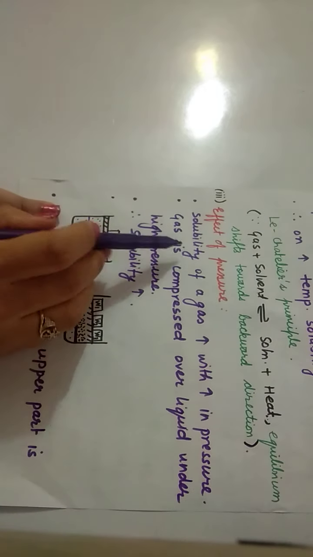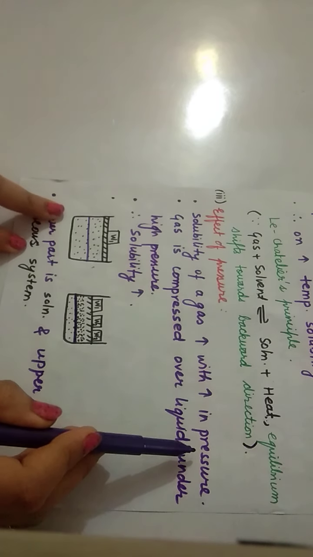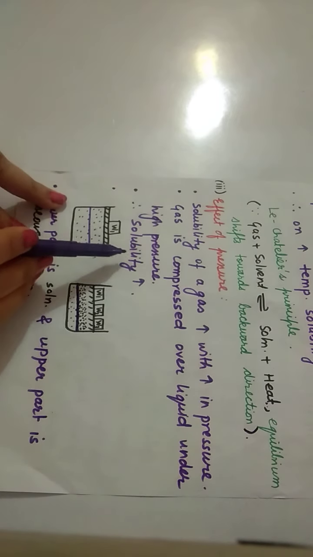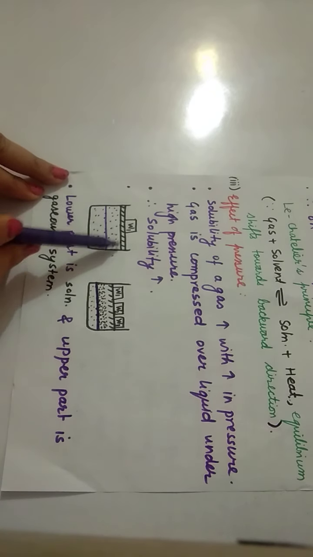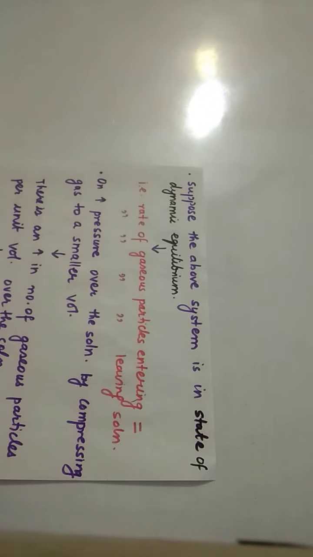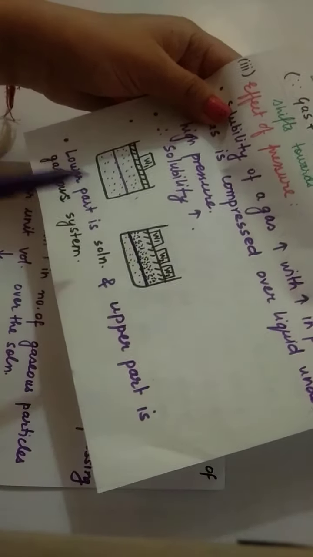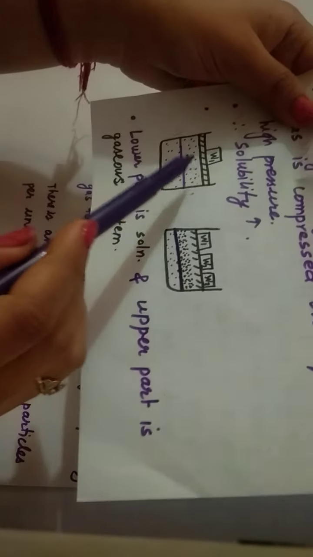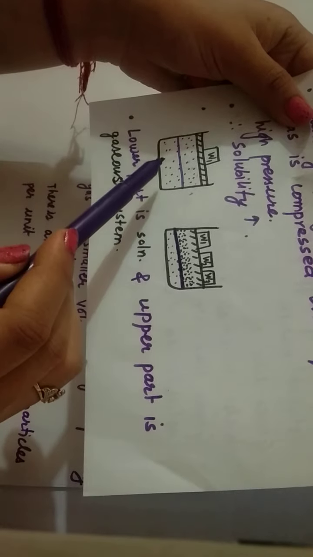Now this I can explain step by step. First we have to increase the solubility of a gas in a liquid. So we'll increase the pressure. So on increasing pressure, the solubility increases. Lower part is a solution and upper part is the gaseous solution. Now suppose earlier this was in a state of dynamic equilibrium, that is, the rate of gas particles entering the solution is equal to the rate of gas particles leaving the solution.